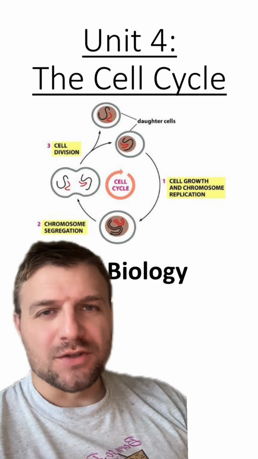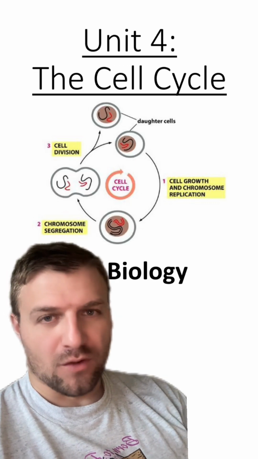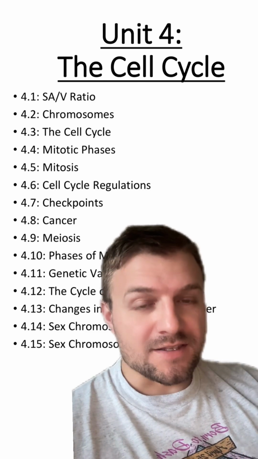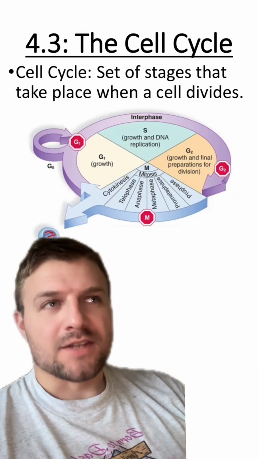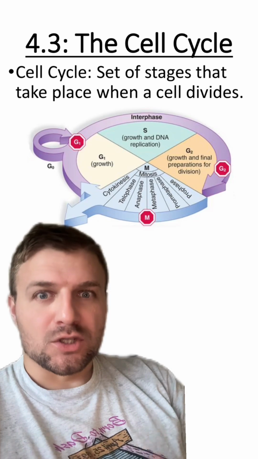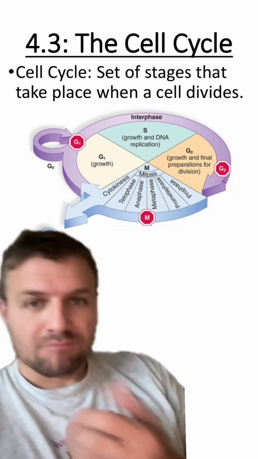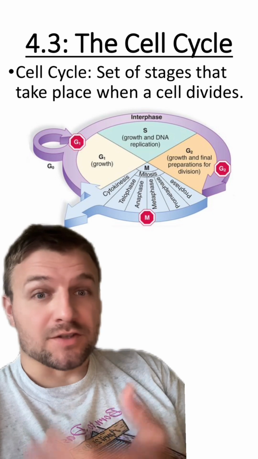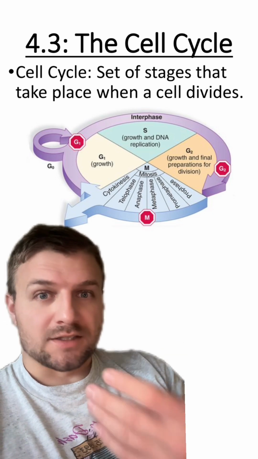Hello, AP Biology students. Let's go over the third section in Unit 4. In this section, we're going to review what the cell cycle actually is. The cell cycle is a set of stages that takes place when a cell divides. A lot of times we show this in a diagram that looks like this. These diagrams are usually in the shape of a circle since these cells will continuously divide.